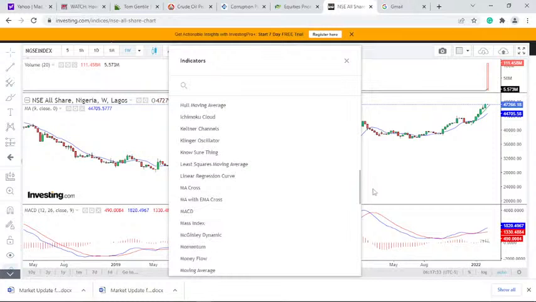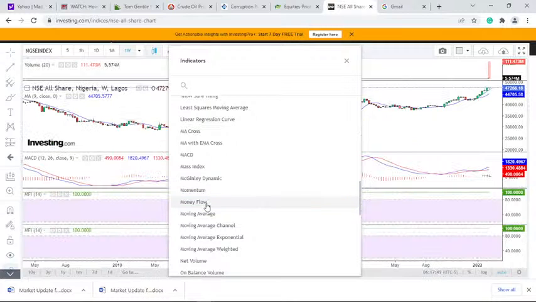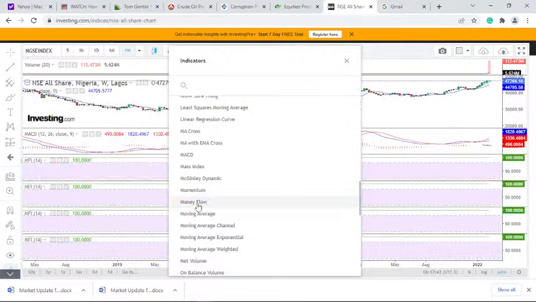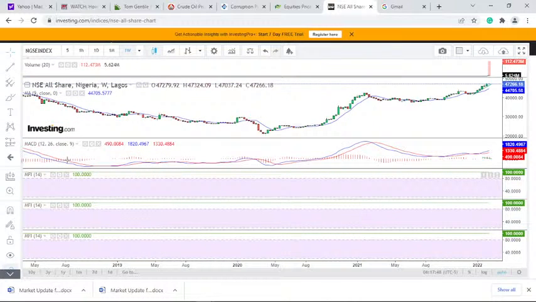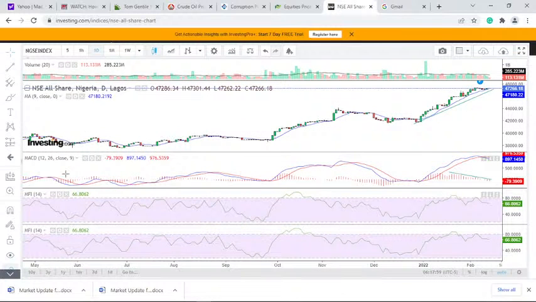But as I said earlier, don't be carried away with the market looking up. Just allow something to guide you. And what will guide you? It is the money flow index that will guide you. Let me reduce this and go to a day chart to see how the money flow index is doing. It's very, very important.